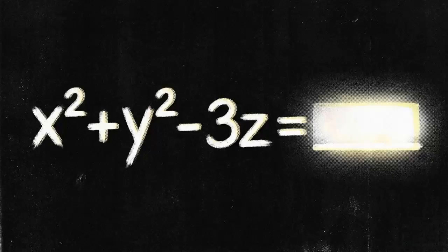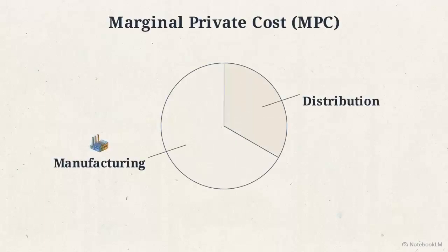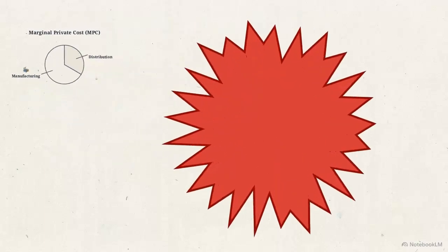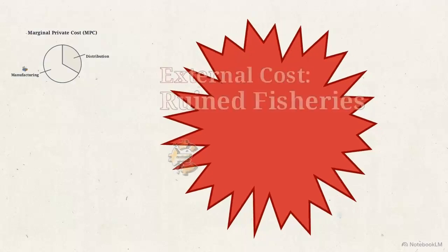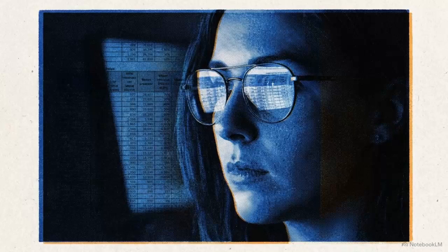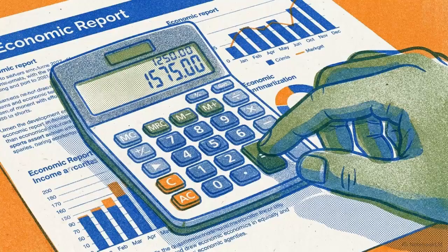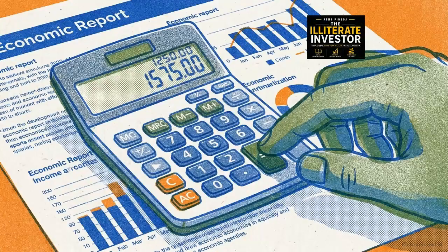This flaw is defined as an external cost. The low price of the pesticide only accounted for its manufacturing and distribution. It completely excluded the financial ruin inflicted on the fishing communities. To fix this systemic failure, economists must calculate the missing data that the market failed to price. Correcting a market failure requires synthetically completing the mathematical information that the price currently lacks.